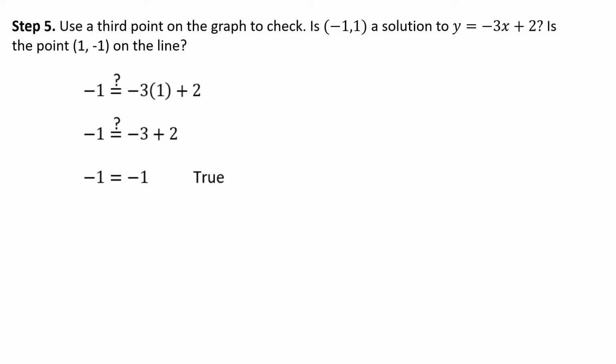Okay, so step 5 is to use a third point on the graph to check: negative 1, 1. A solution to y equals negative 3x plus 2 is the point 1, negative 1 on the line. Okay, so let's check if the point we got earlier is really on our equation. Given our equation y equals negative 3x plus 2, let's substitute.